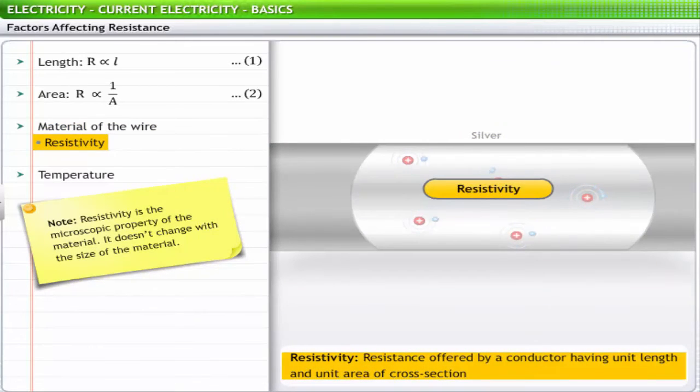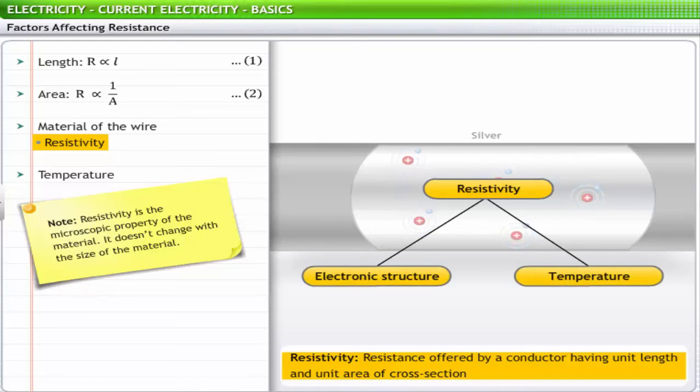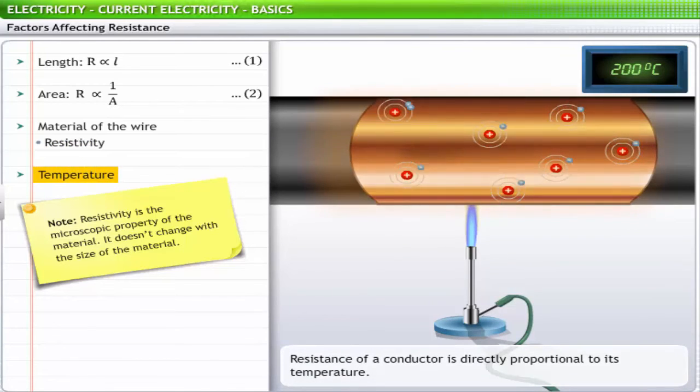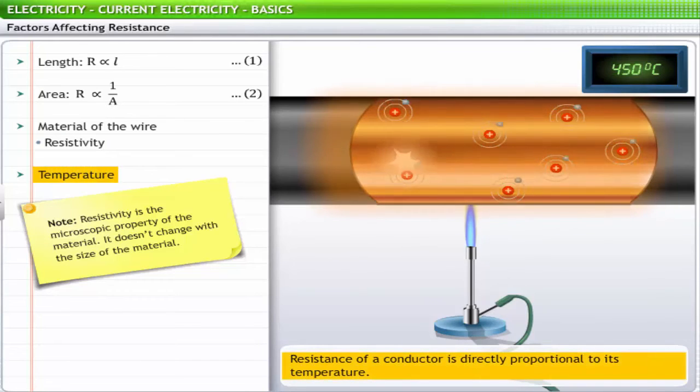Resistivity of a material is the resistance offered by a conductor having unit length and unit area of cross-section. The resistivity of a material depends upon its electronic structure and its temperature. The fourth factor that impacts the resistance of a conductor is temperature. For most materials, resistivity increases with increasing temperature.